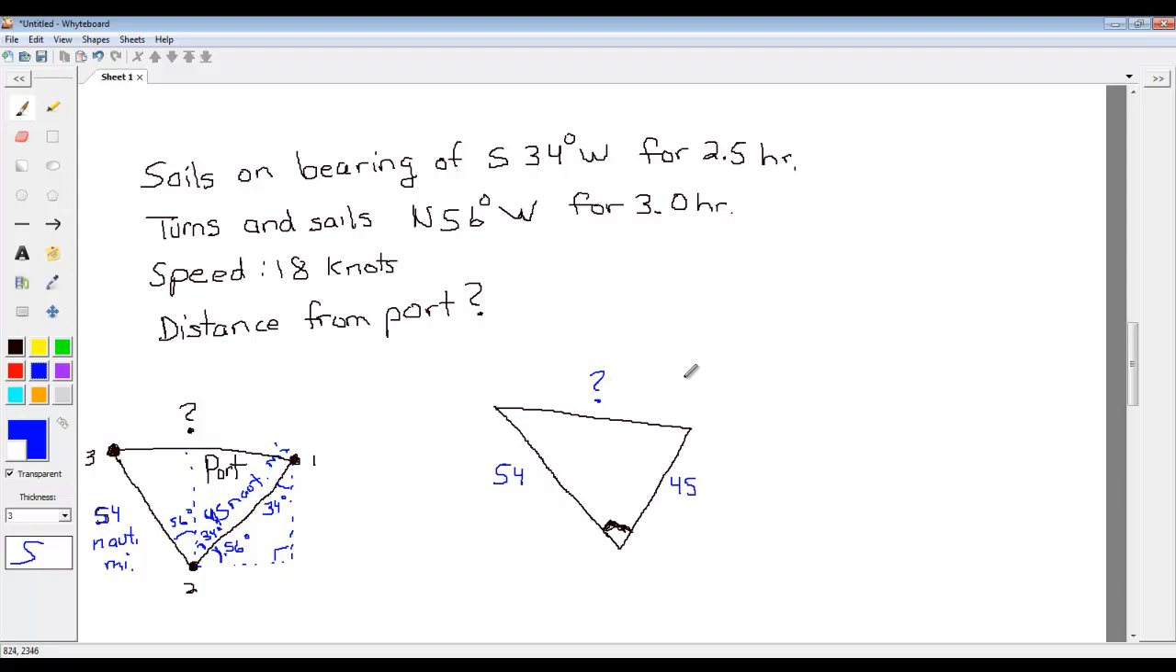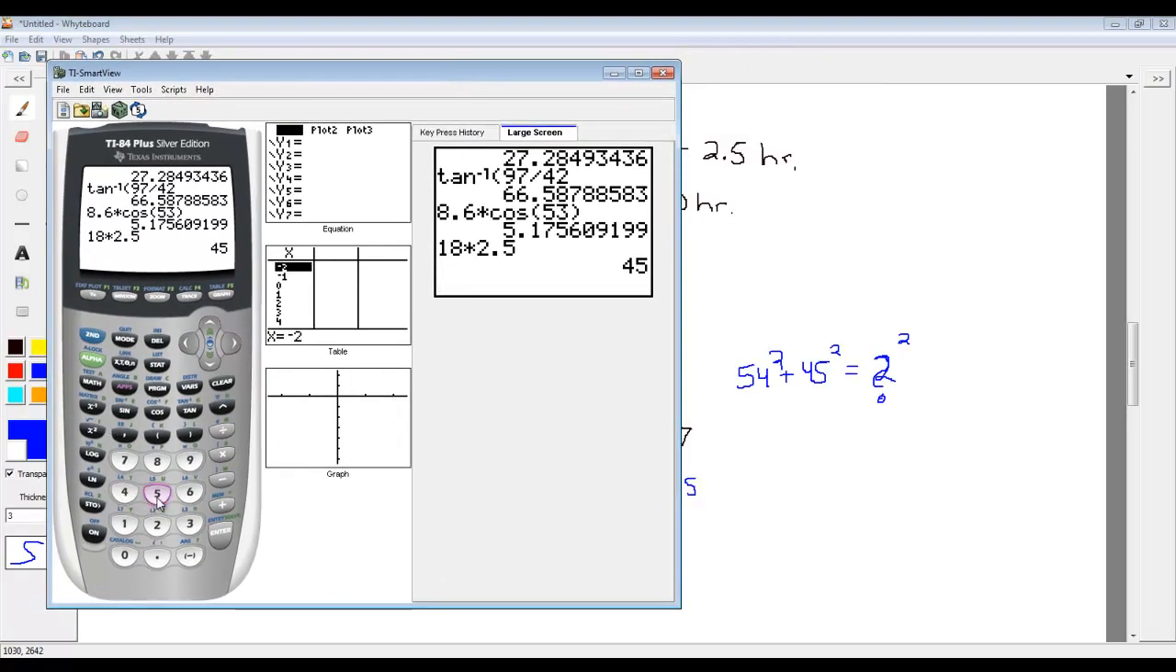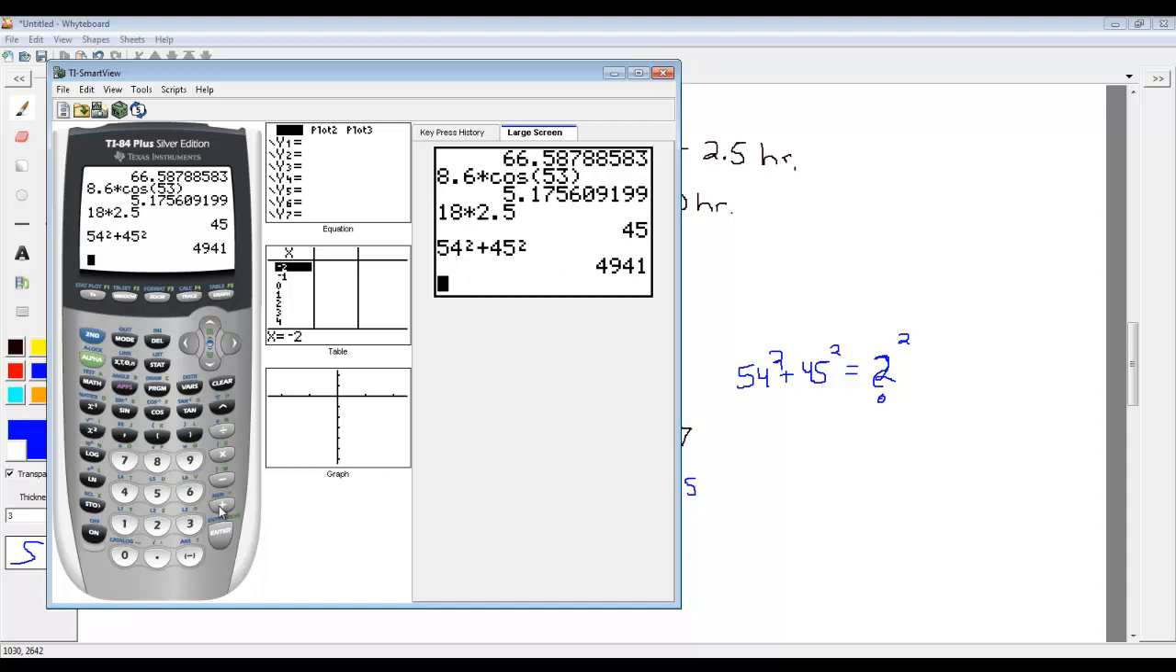I can use the Pythagorean theorem. 54 squared plus 45 squared, the two legs squared, added up, has to equal the hypotenuse squared. Let's try to do a question mark. Alright, so let's use the calculator, see what this gives us. See if we do 54 squared. Why did it do that? 54 squared plus 45 squared, and then do the square root of that and see what we get.